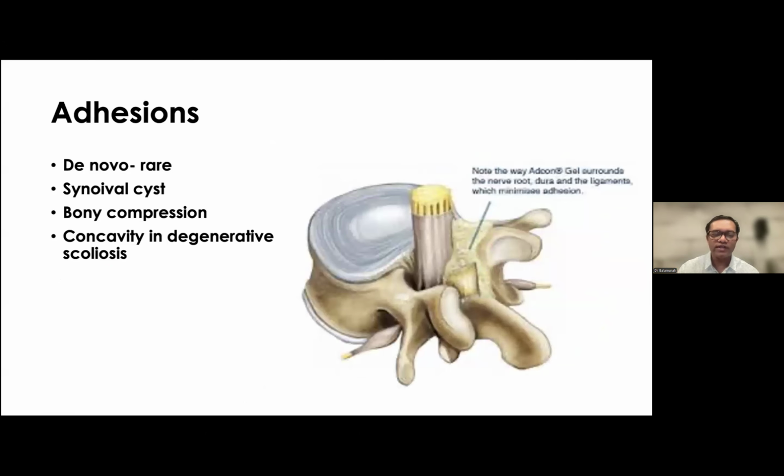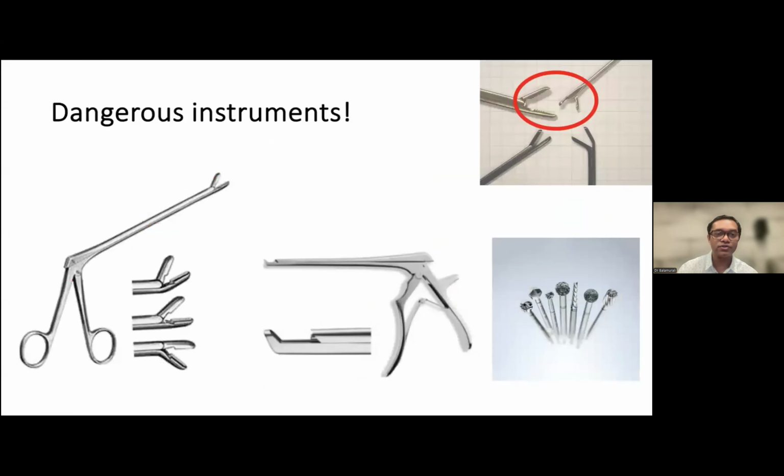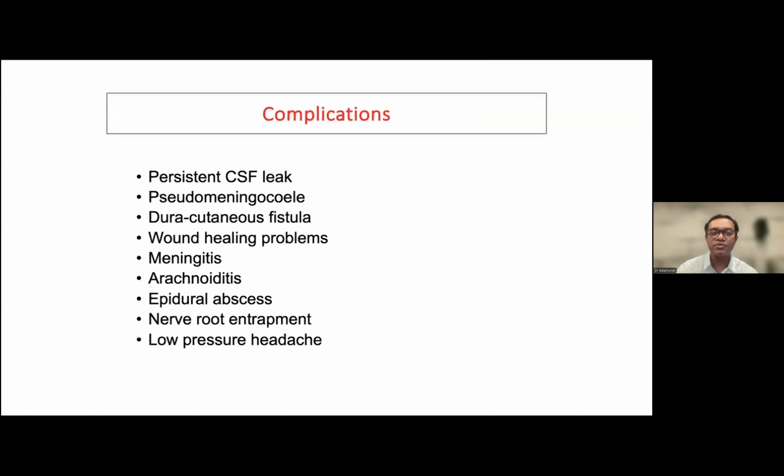There are also lots of adhesions. You can get de novo adhesions, ligaments. When you have a bony compression with a synovial cyst or a calcified ligament, there are very severe adhesions. And especially if you have a degenerative scoliosis, the concavity part of it has severe stenosis. The dangerous instruments, as I said, are your upcutters, your disc punch, and your drill. So these are the three most common instruments which cause this.